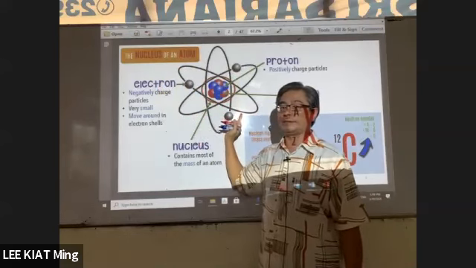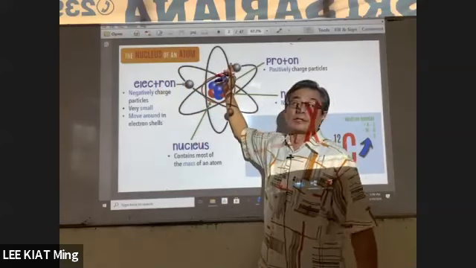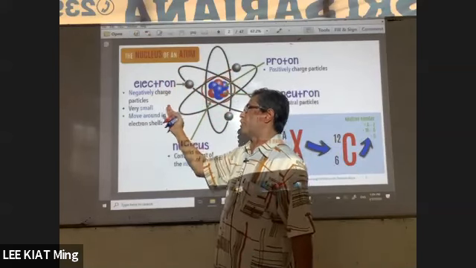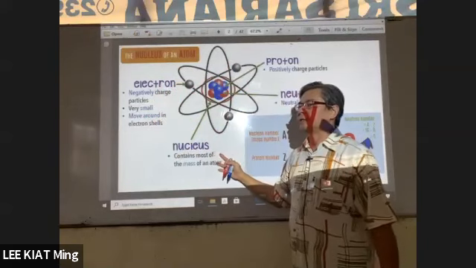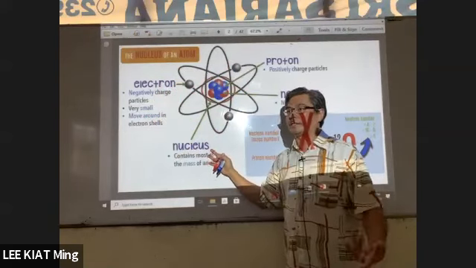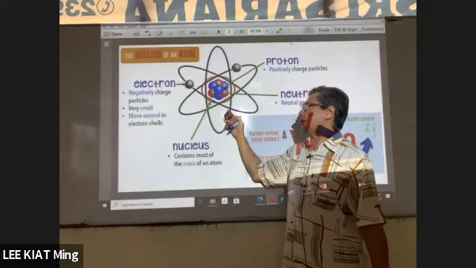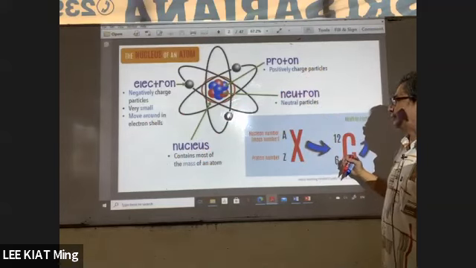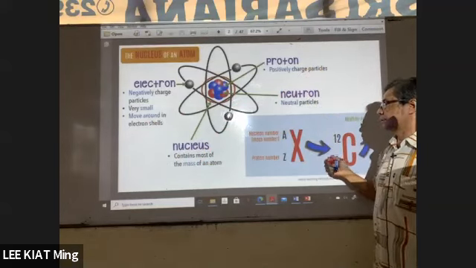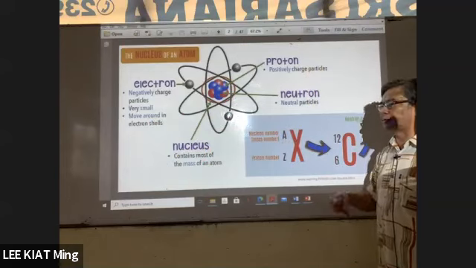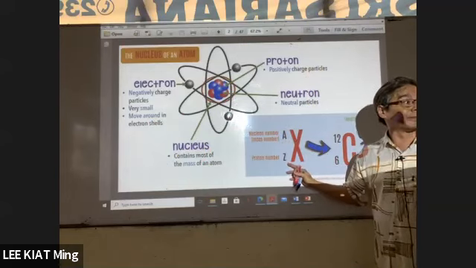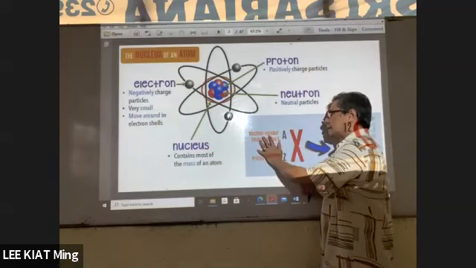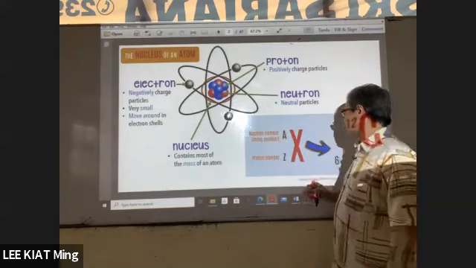Everybody aware of this? All right, it's very near to chemistry. We have electrons, negative charge particles, they move around. These are the nucleus, which contains most of the mass, with the neutron and proton. And we have the nucleon number and the proton number. I'm sure you know what proton number means, right? Proton number is the number of protons, and nucleon number will be the total of protons and neutrons, okay?